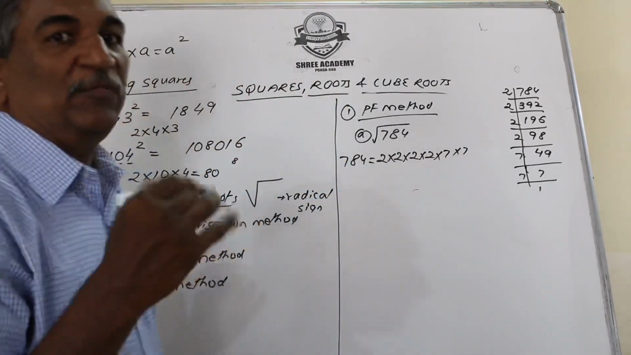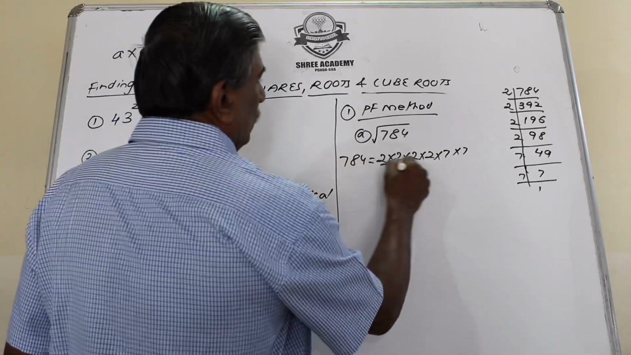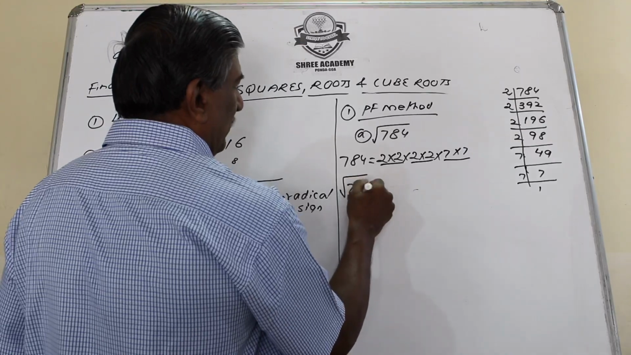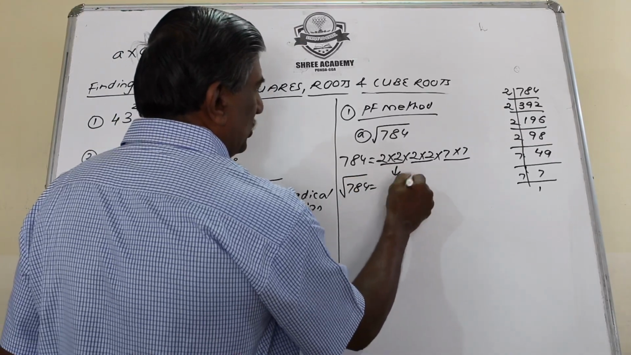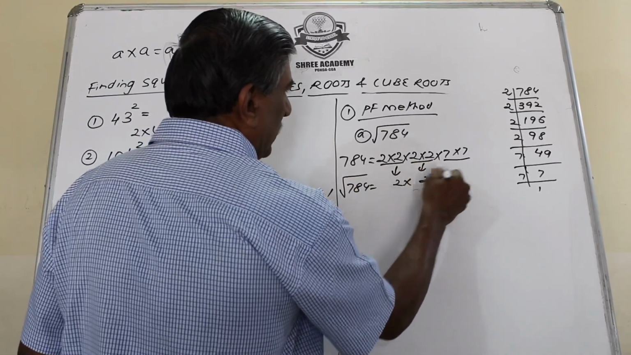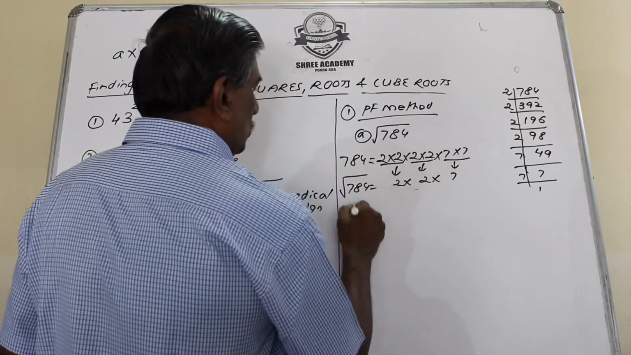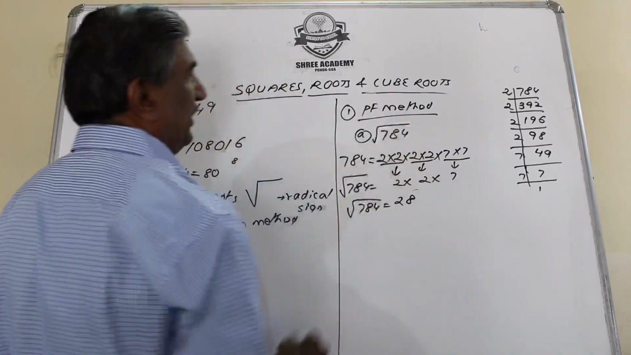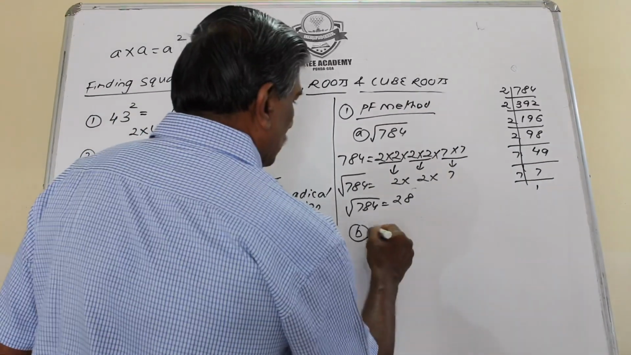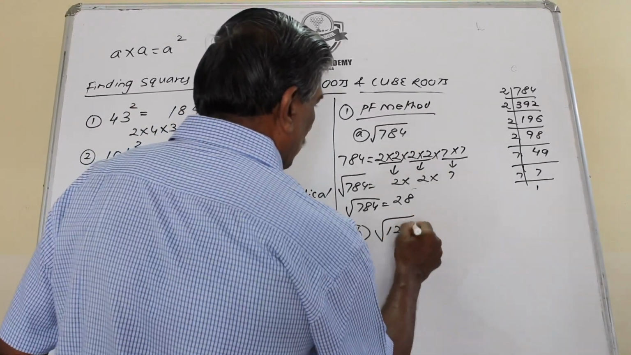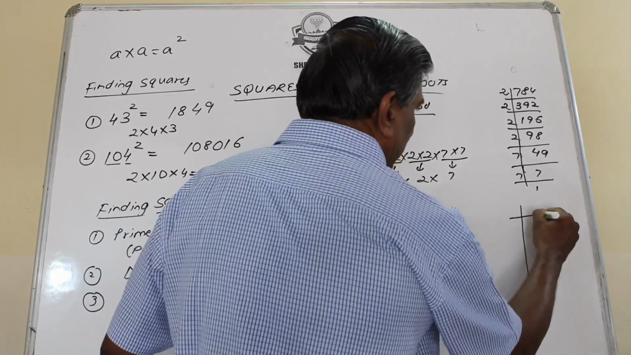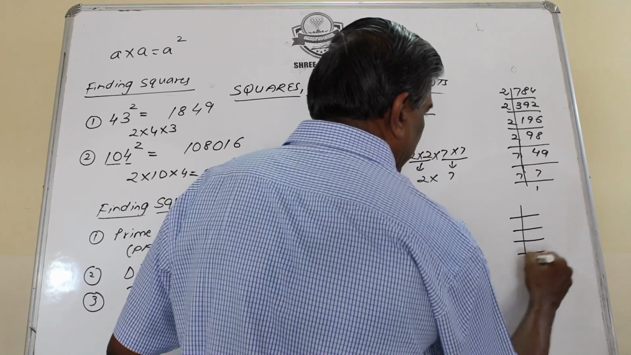Now in this method we make pairs of the same digits. And if I want the square root of 784, from each pair I will be taking one number. So square root of 784 is nothing but 28. Now if I want the square root of 1296. So we will start prime factorization of 1296.